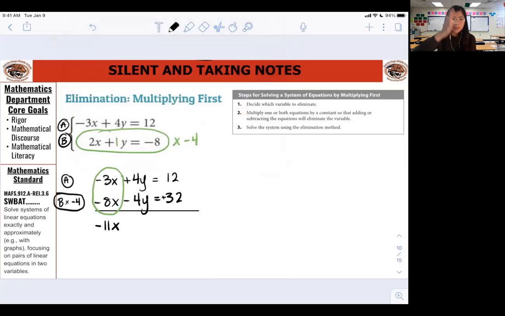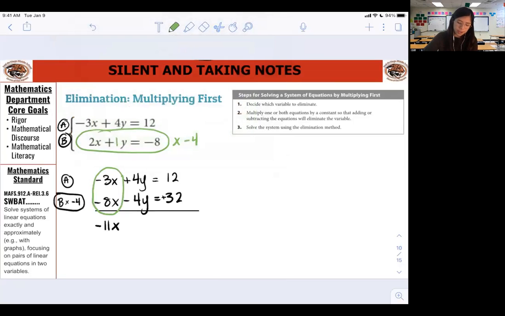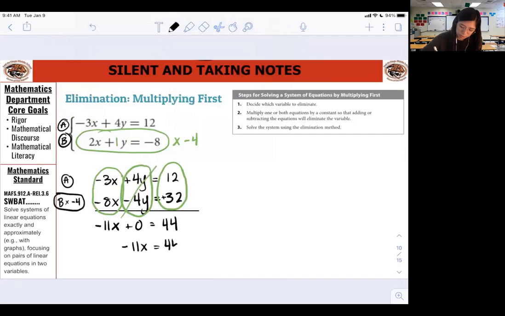All right, so that's how we do it every time. Each column is going to tell a different story. In my x's, I'm subtracting. In my y's, what happens? They cancel out. And over on this side of the equation, am I adding or subtracting? We're adding, yeah. So 12 plus 32, 44. And now I have my equation, -11x equals 44.